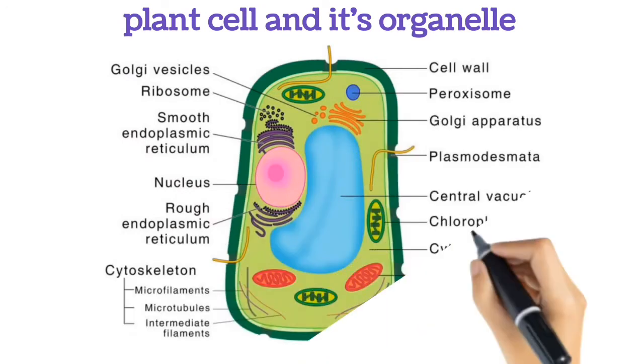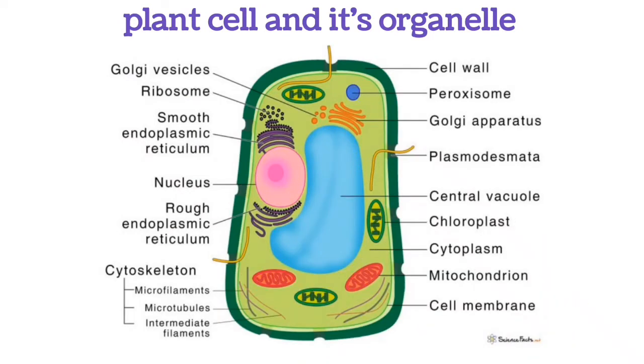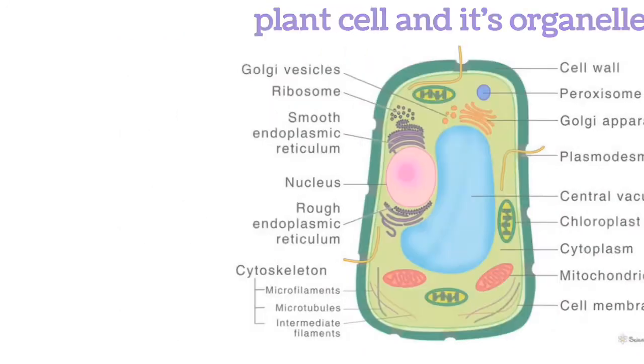So let's look at the plant cell and its organelles. The diagram here represents the structure of the plant cell and the organelles, that is, the different parts of the plant cell. So study this diagram and note the different organelles that make up the plant cell.